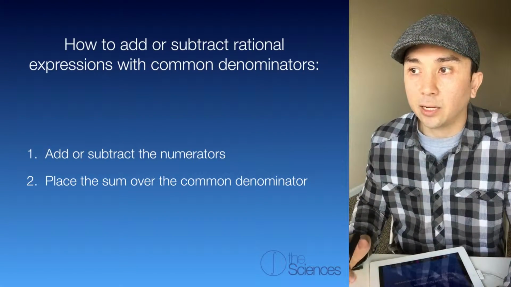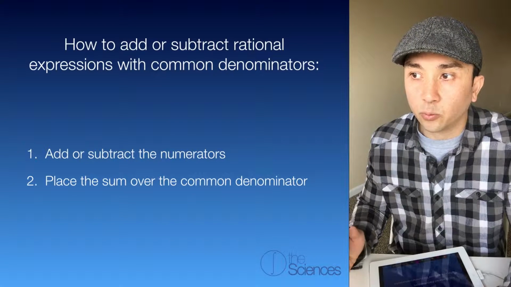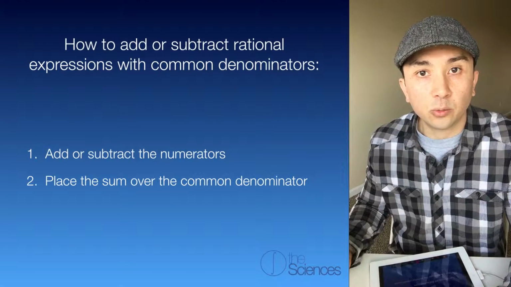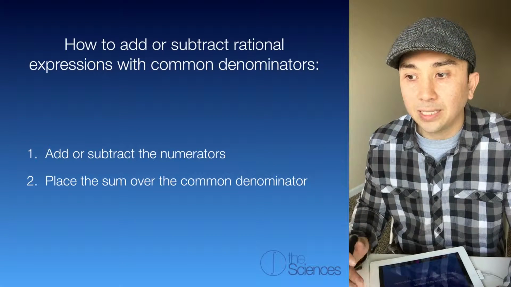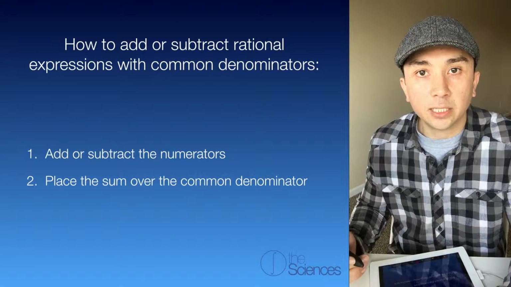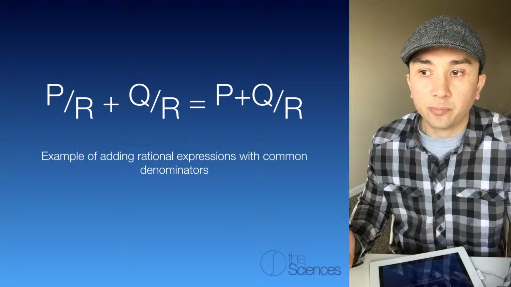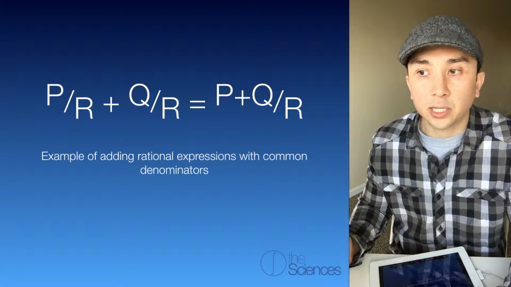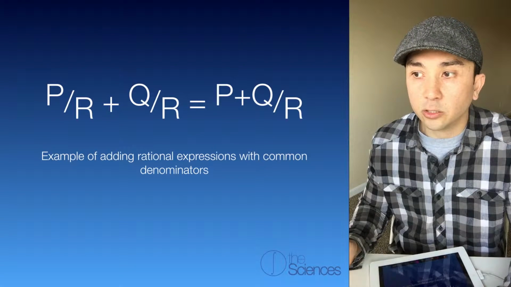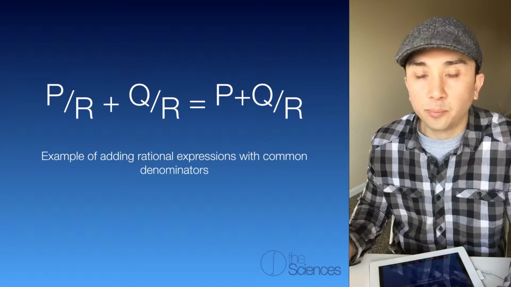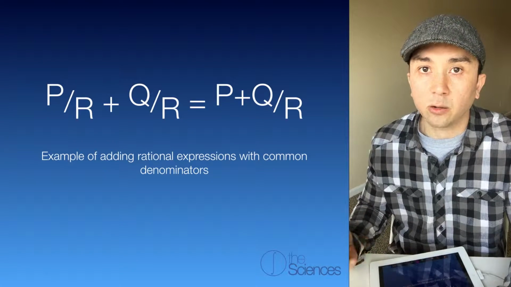So here's how to add or subtract rational expressions with common denominators. First, you're going to add or subtract the numerators, and then you're going to place the sum over the common denominator. So here's an example. If we have p divided by r plus q divided by r, all we're going to do is add the numerators so we get p plus q, and then put it over the common denominator, r.